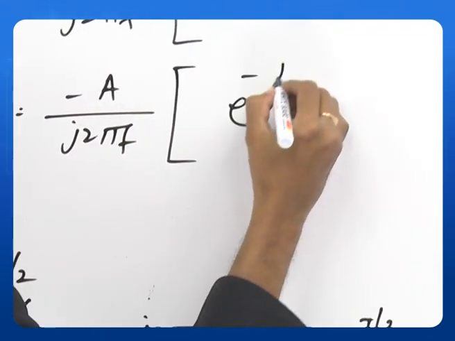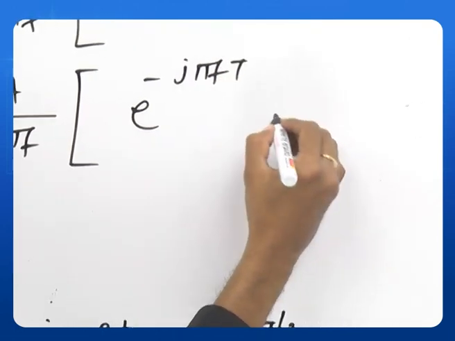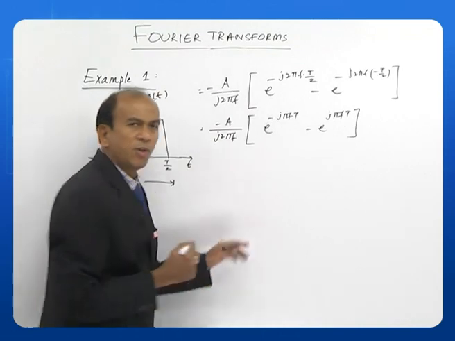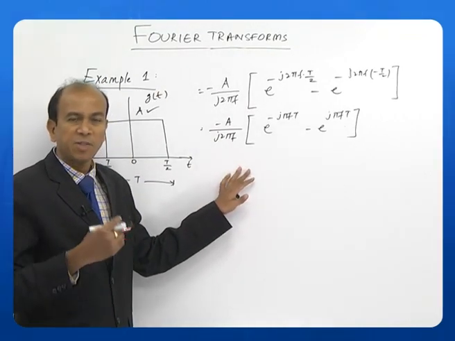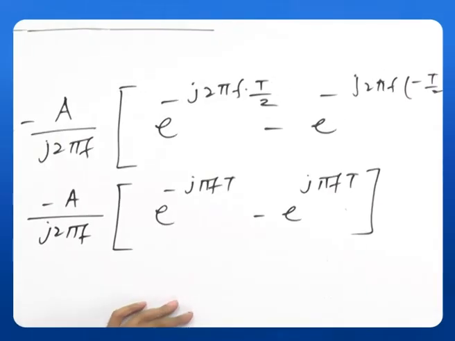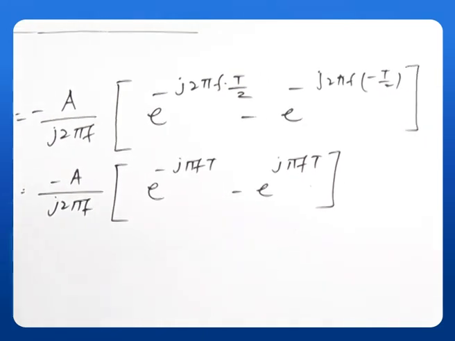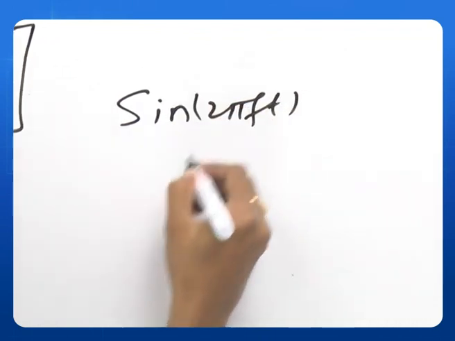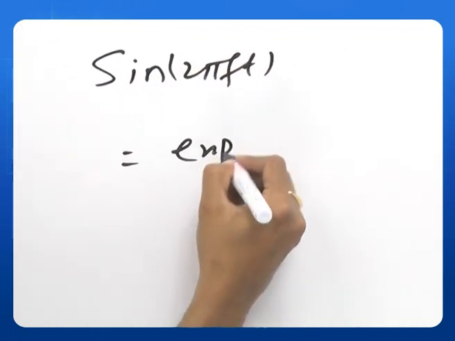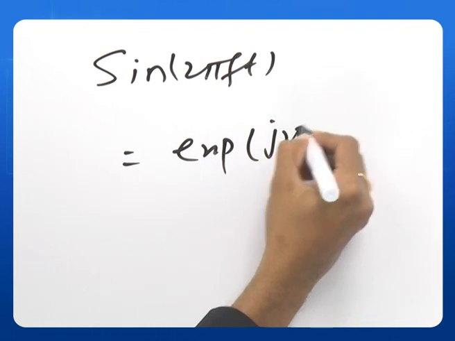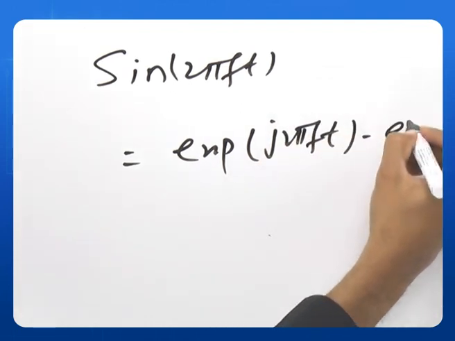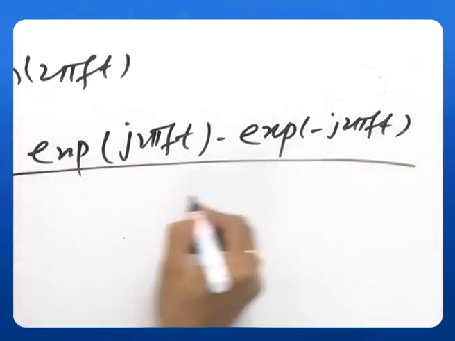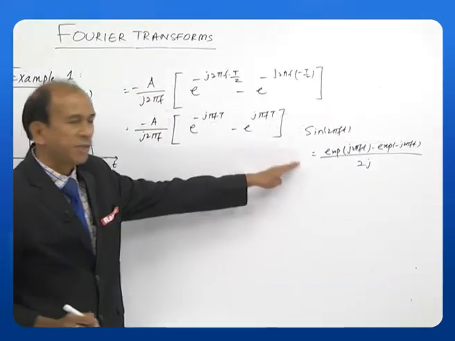Okay, this will be a to the power of minus j pi f t. We know that sine can be expressed in terms of exponential functions. So, sine 2 pi f t can be written as exponential of j 2 pi f t minus exponential of minus j 2 pi f t by 2j. So, this is similar here.